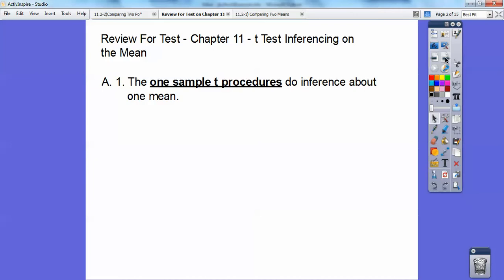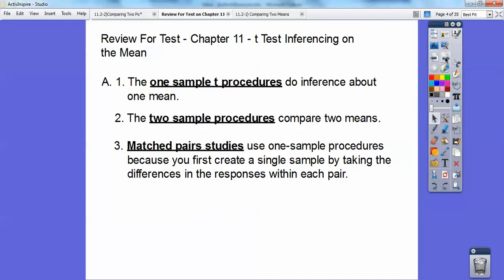So the one sample t procedures do inference. Well, inference just means study about a mean. Two sample t procedures compare two means. I have examples of both of those, and matched pair studies use one sample procedures because you first create a single sample by taking the difference of the response within each pair, okay? I have an example of all those.